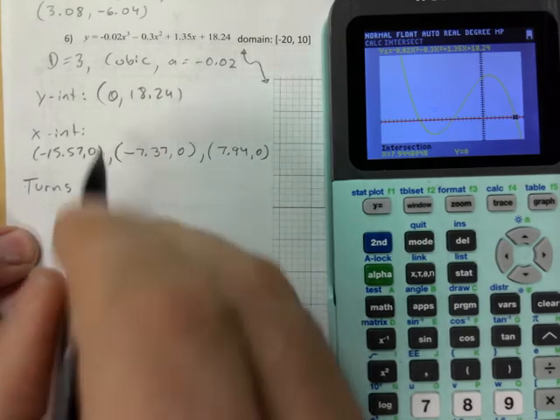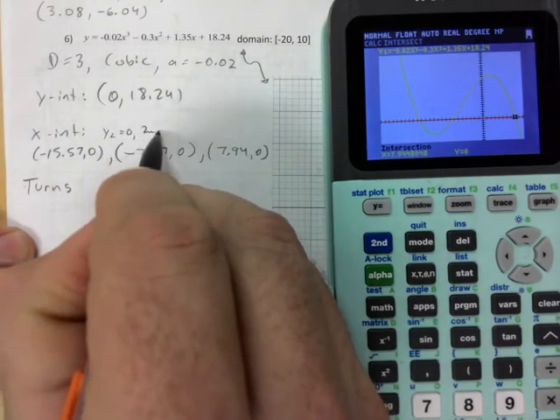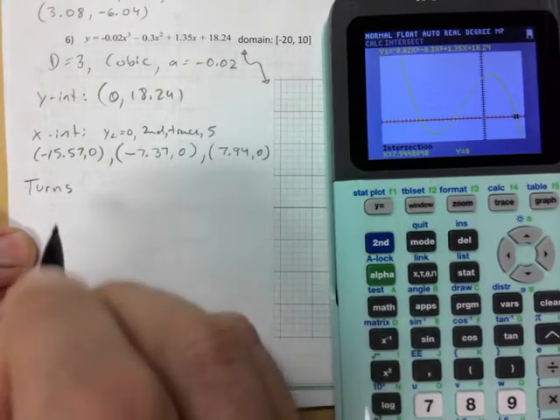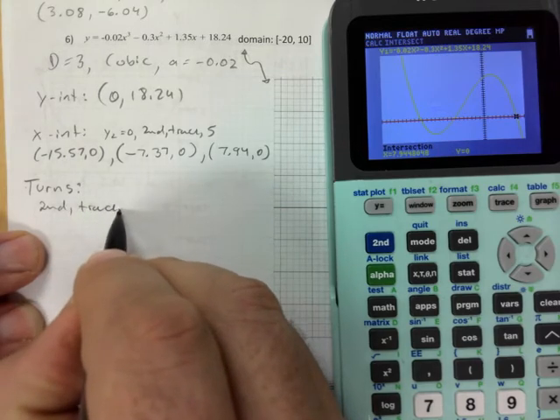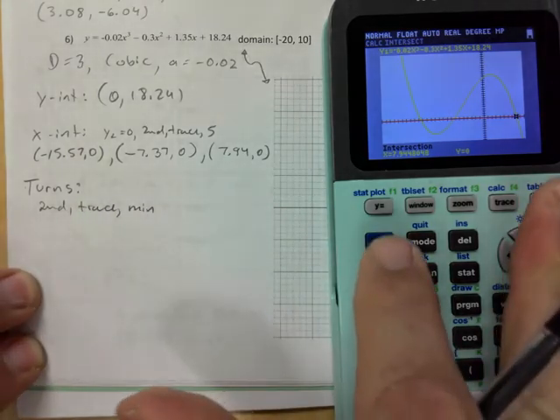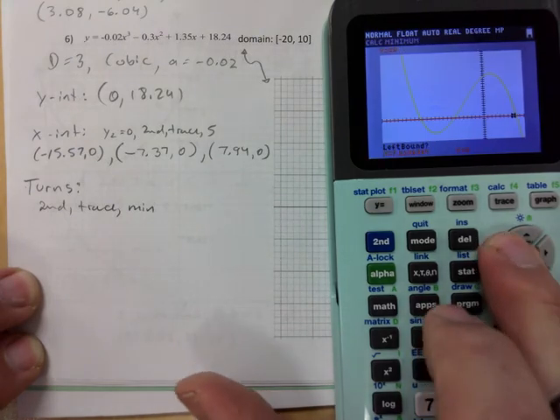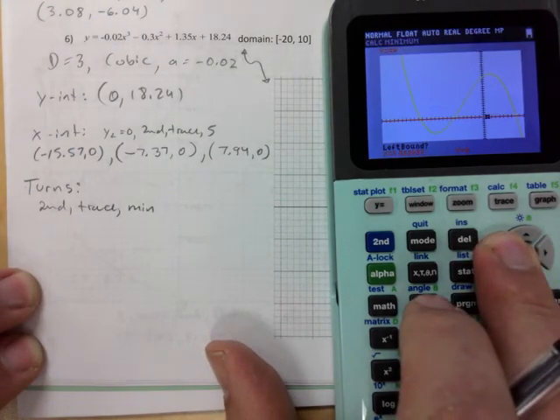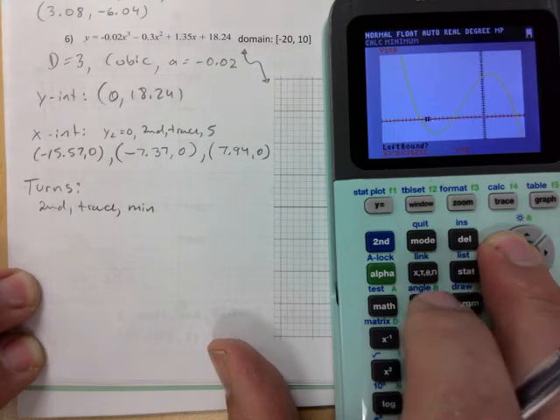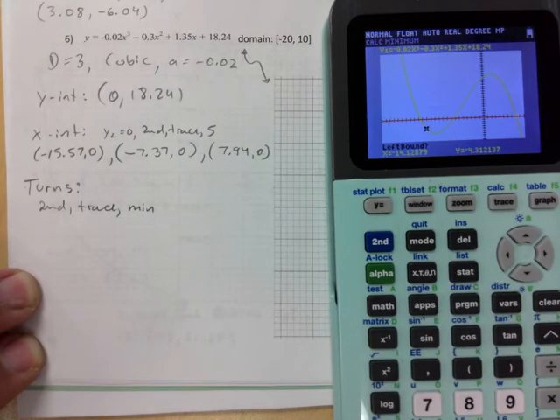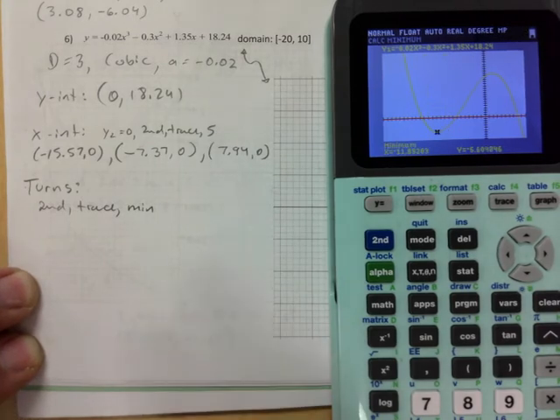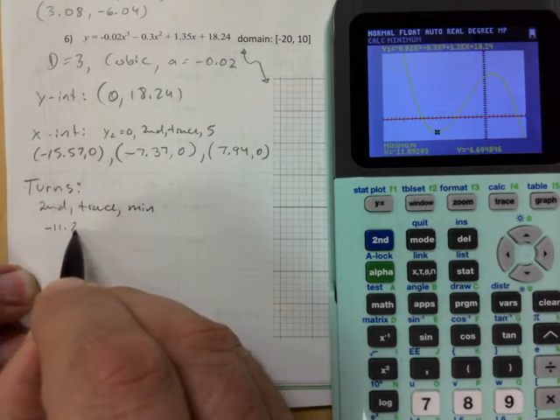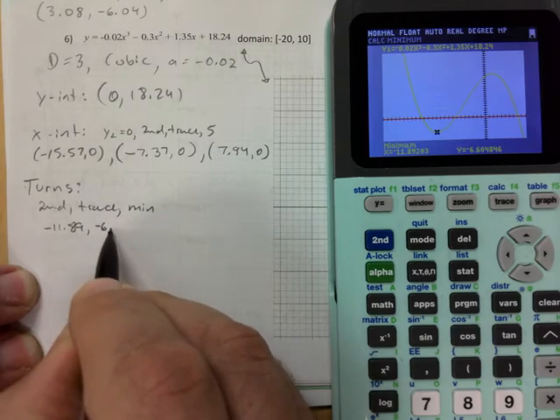I'm going to set y2 equal to 0, second, trace, 5 turns, right? Second, trace, min. I'm going to do that one first. Oh, I'm all the way over there, so I'm going to jump to the yellow, to my curve. So left bound, enter, right bound, enter. So that's negative 11.89, negative 6.60.